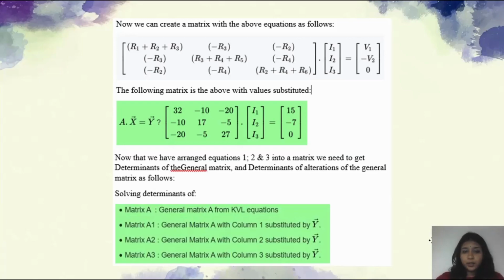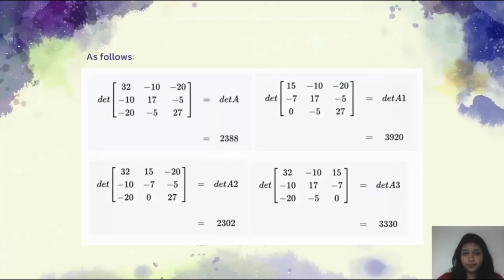So we solve the determinant of matrix A, the general matrix A from the KVL equations; matrix A1, the general matrix A with column 1 substituted by Y; matrix A2, the general matrix A with column 2 substituted by Y; and matrix A3, the general matrix A with column 3 substituted by Y.